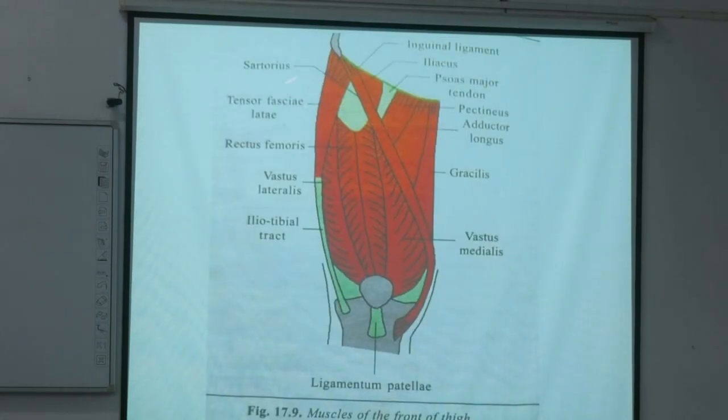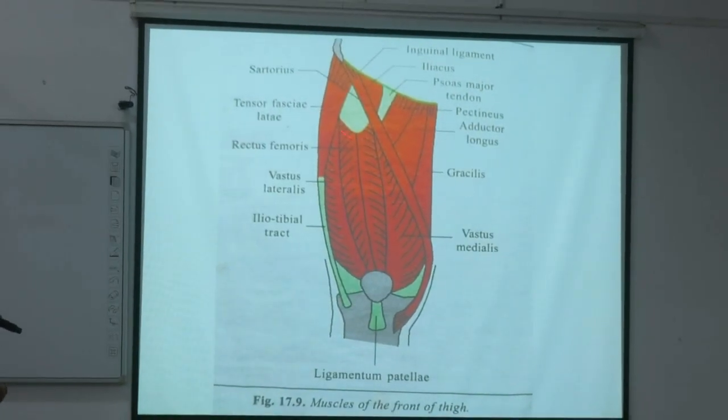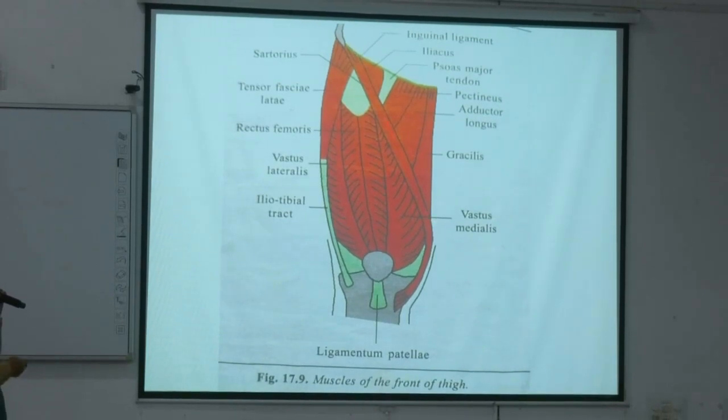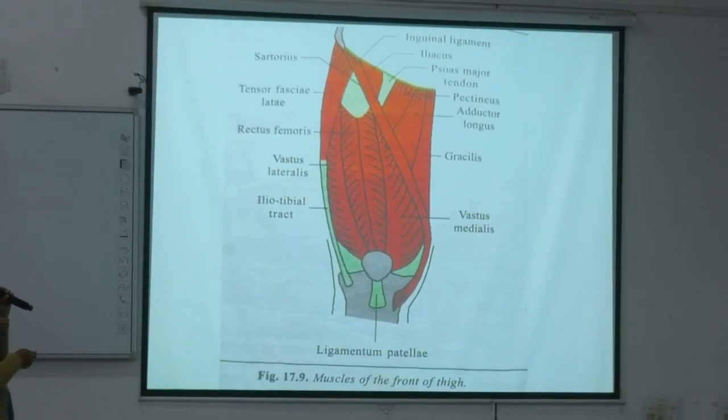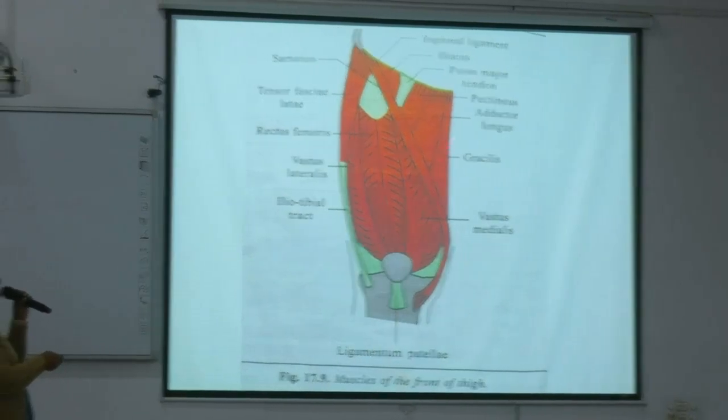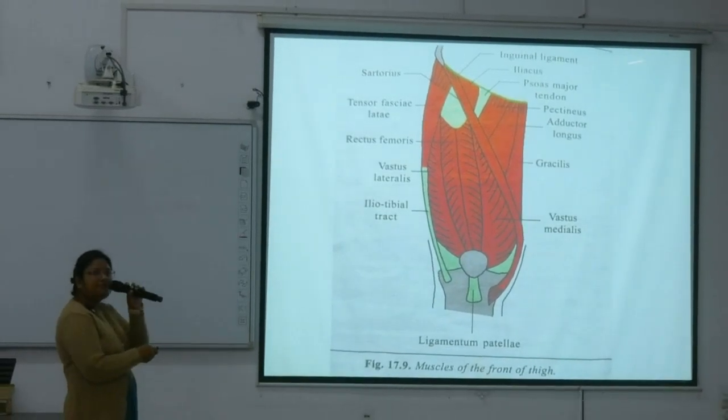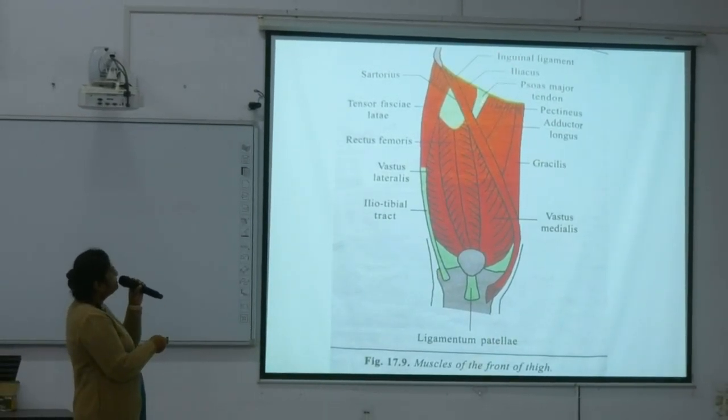Next, these are the floor muscles you can see. This is the base formed by the inguinal ligament, the lateral boundary formed by the medial border of sartorius, and the medial boundary formed by the medial border of adductor longus. Floor muscles from lateral to medial: iliacus, tendon of psoas major, pectineus and adductor longus.